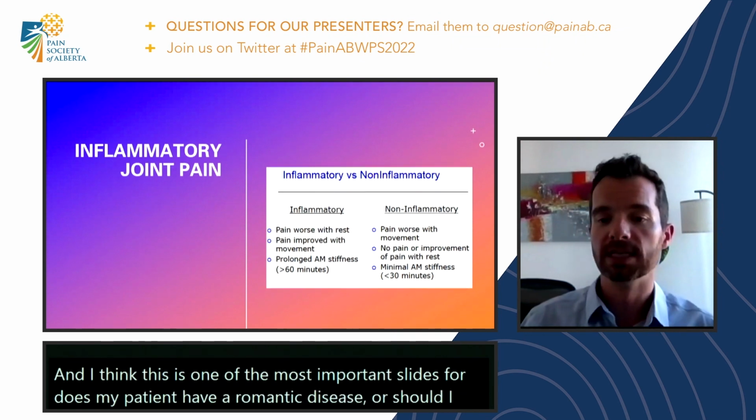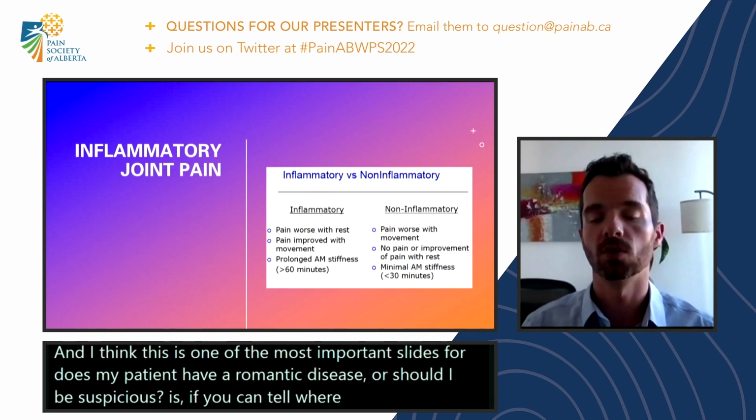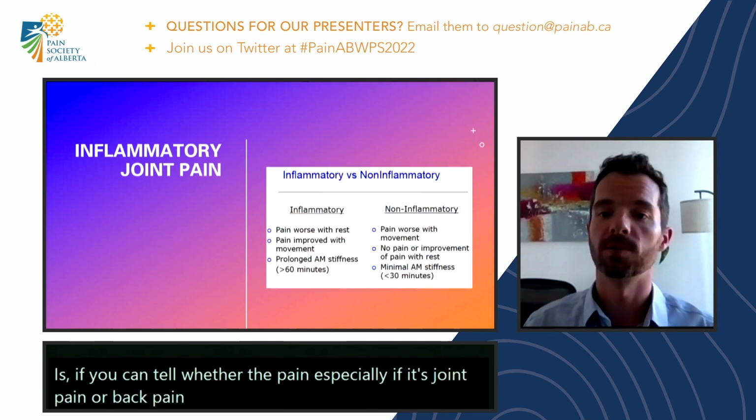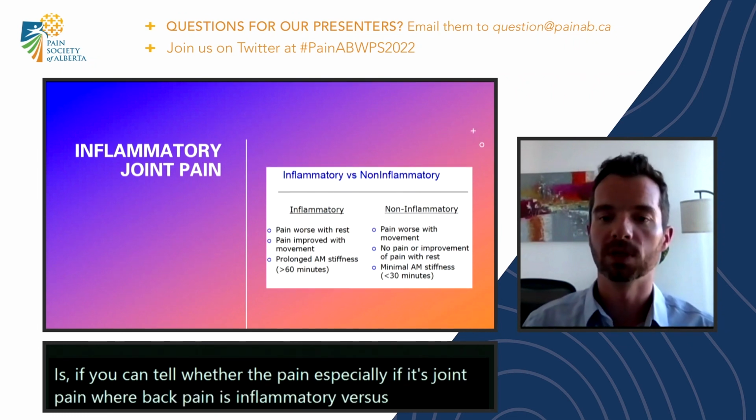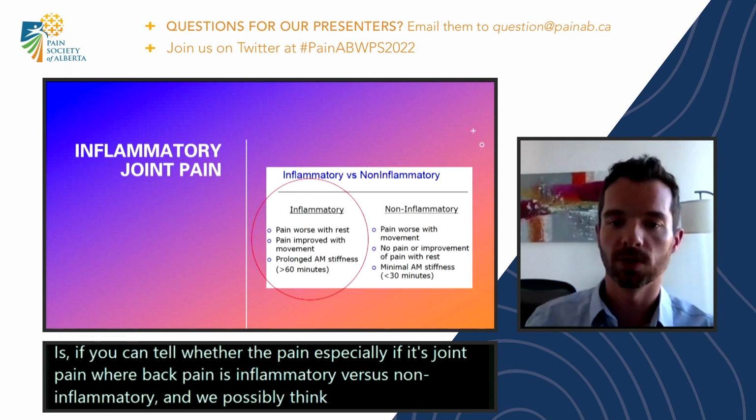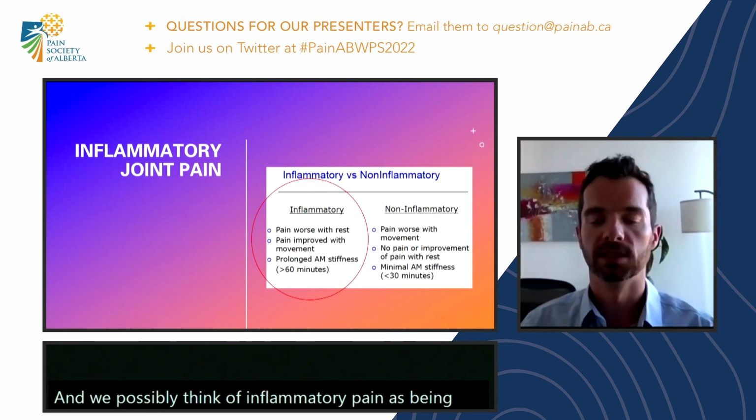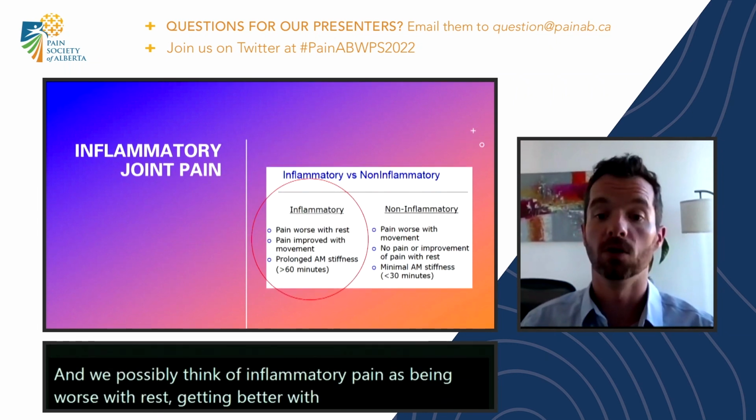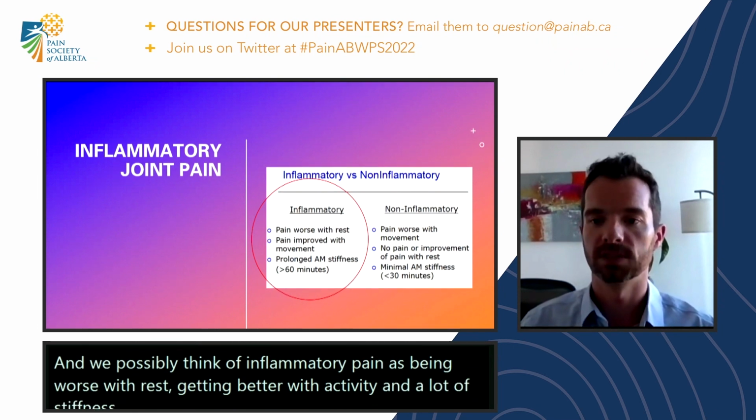And I think this is one of the most important slides for, does my patient have a rheumatic disease, or should I be suspicious, is if you can tell whether the pain, especially if it's joint pain or back pain, is inflammatory versus non-inflammatory. And we classically think of inflammatory pain as being worse with rest, getting better with activity, and a lot of stiffness, so more than an hour of stiffness.